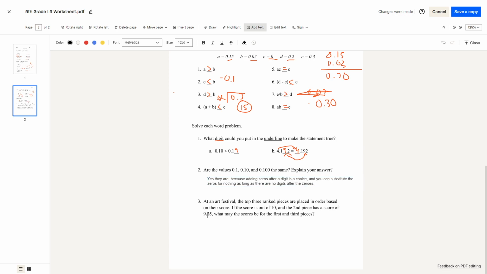At an art festival, the top 3 ranked pieces are placed in order based on their score. If the score is out of 10 and the second piece has a score of 9.25, what may the scores be for the first and third pieces? First place has to be greater than 9.25, so we can say first place is greater than 9.25, third place has to be less than 9.25. So we could just write third place is less than 9.25. And since we don't want to specifically look for a tie, they do not have to ever be equal.